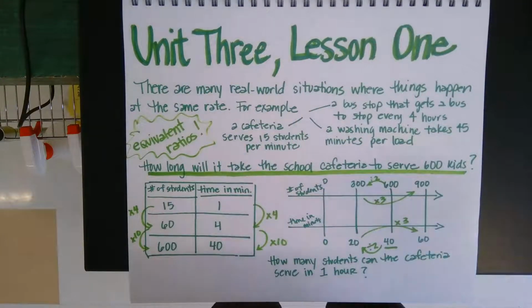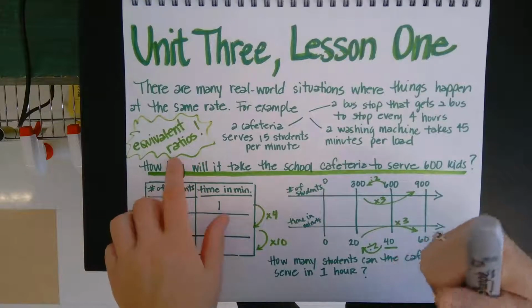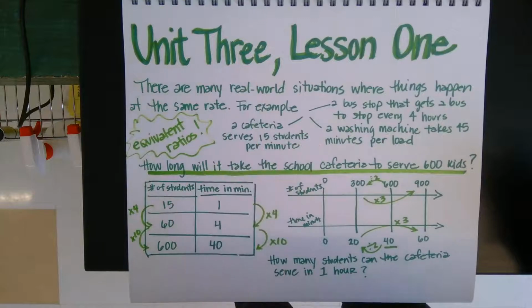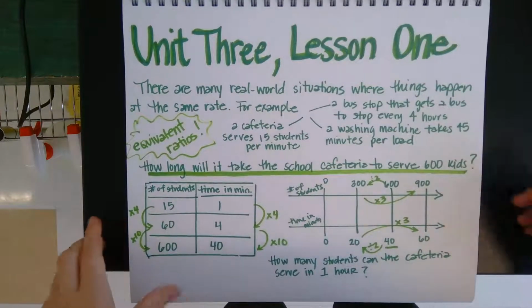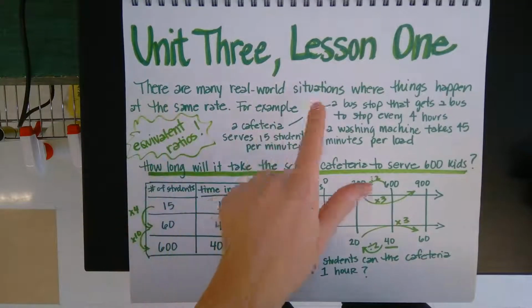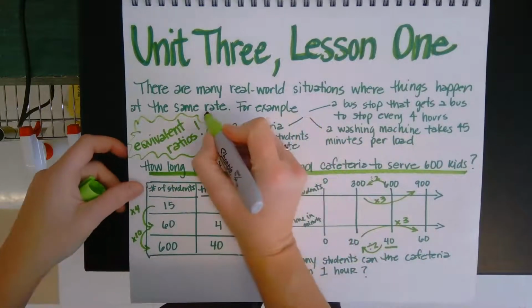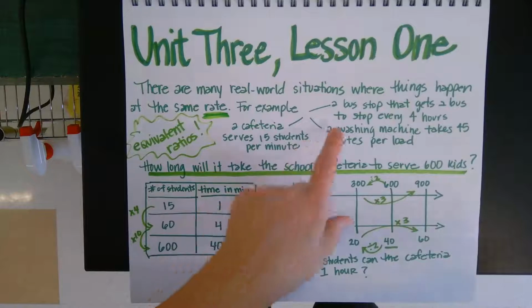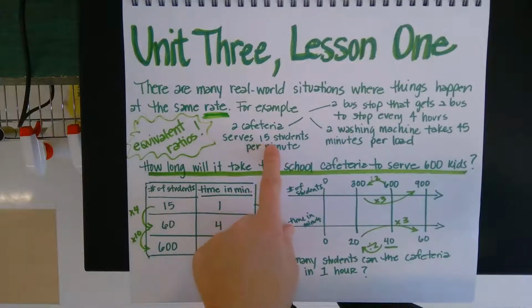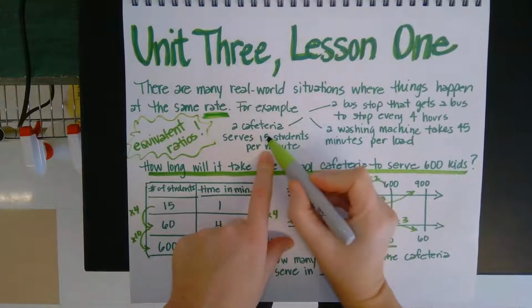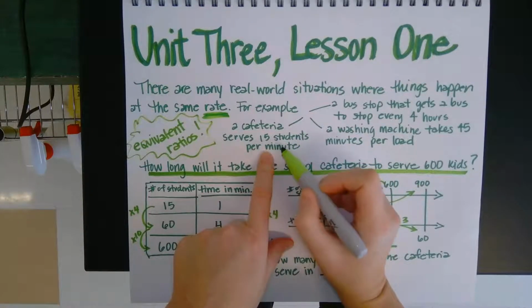It is going to be a great unit to really solidify those concepts that you learned in Unit 2. So this is all about ratios and proportional relationships. There are many real-world situations where things happen at the same rate, and we're going to be talking about rate. For example, a cafeteria serves 15 students per minute. That's a rate. 15 students per minute.